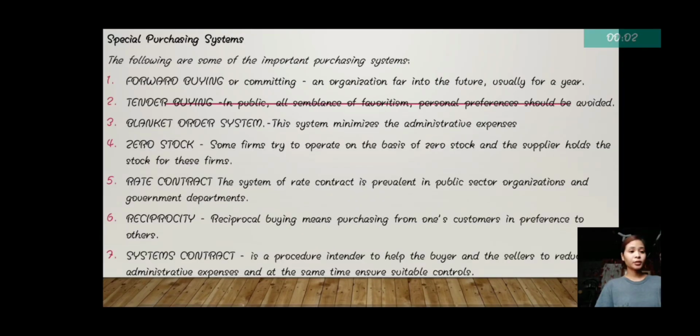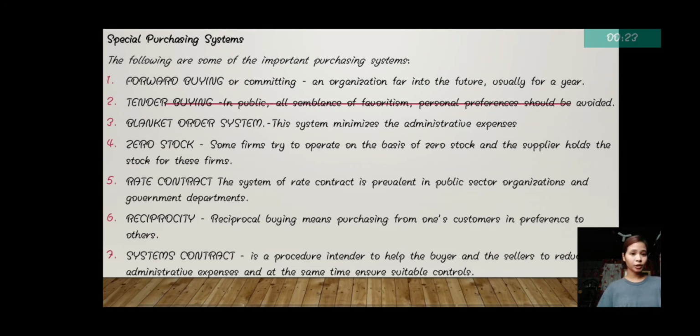Good day everyone. So this is the continuation of our report in chapter 4, the materials management. By the way, my name is Era O. Plaza, the next reporter. My topic is the special purchasing systems. The following are some of the important purchasing systems.